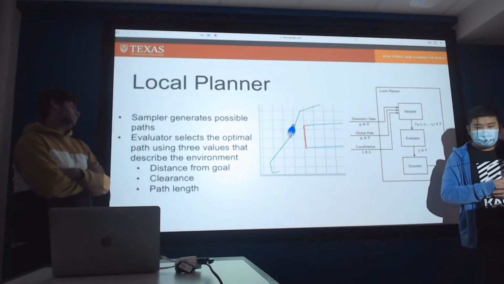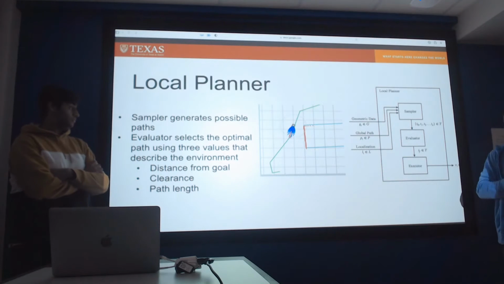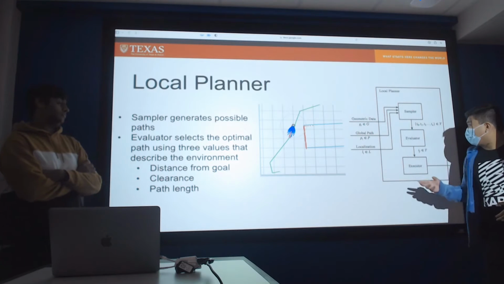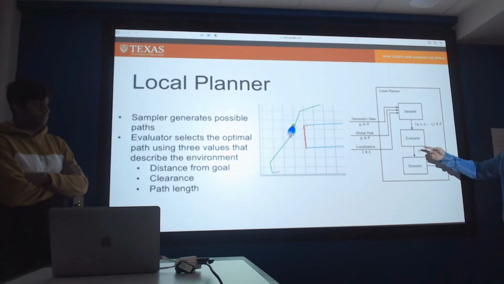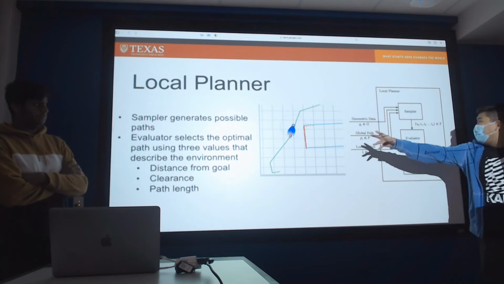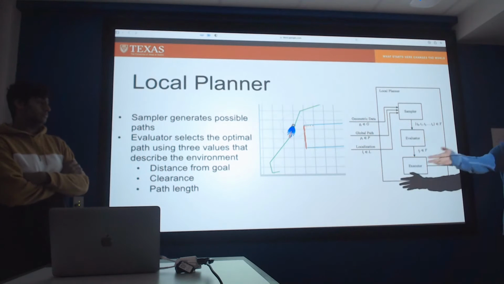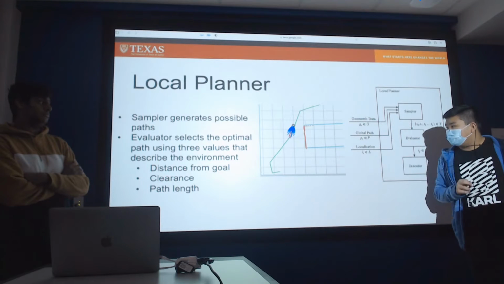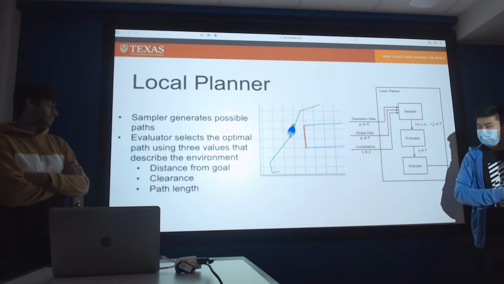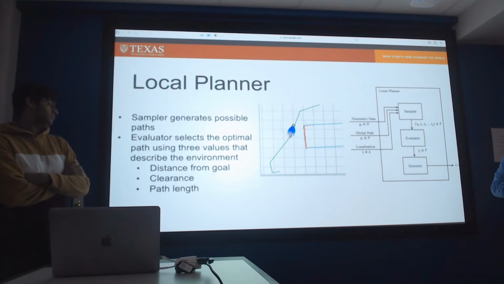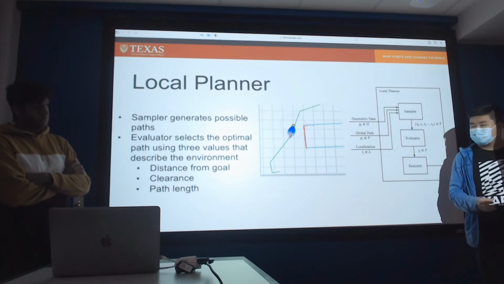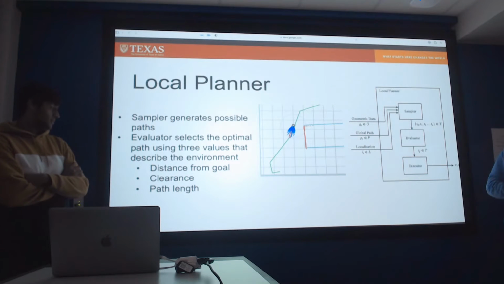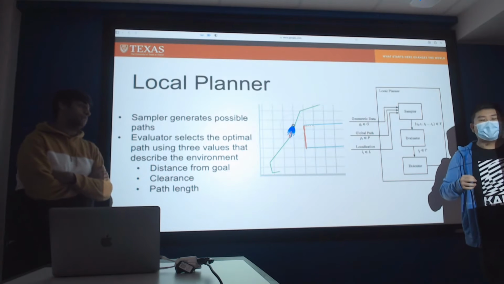And our local planner here, we use a trajectory rollout local planner, which has three parts. There's the sampler, there's the evaluator, and the executor. And the sampler just scatters some trajectories that it thinks are pretty good trajectories. And each of these trajectories can be described with three constants, which are distance from the goal, how close it gets to the goal, the clearance, how close it gets to an obstacle, and the path length, which is how far this path actually is.